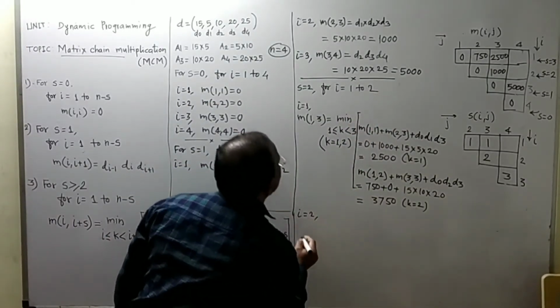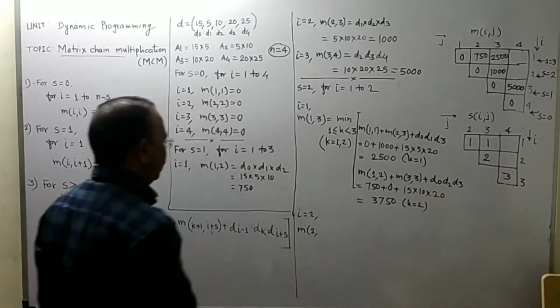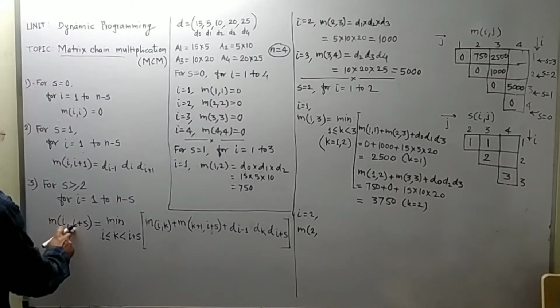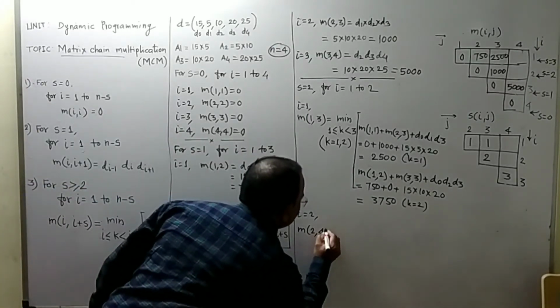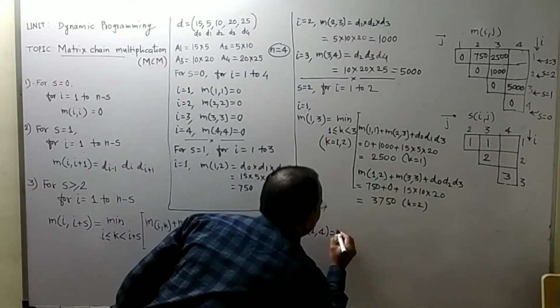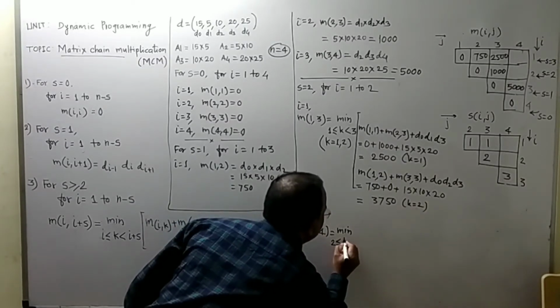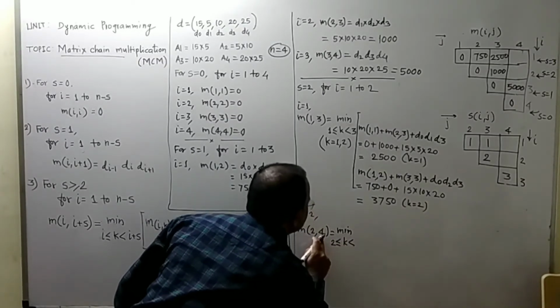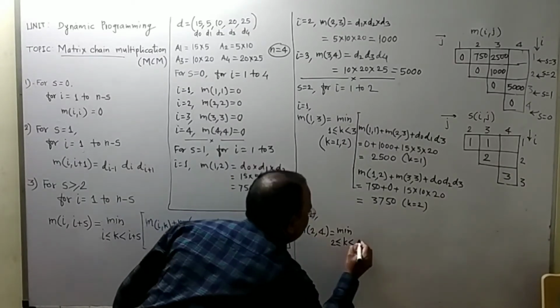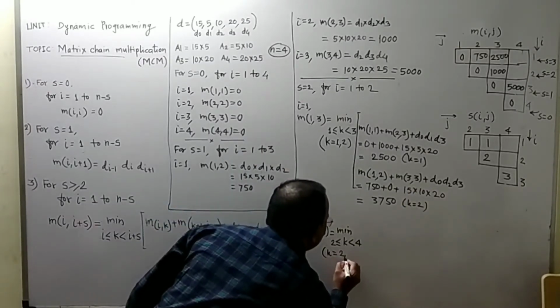For I is equal to 2, M of 2 comma I plus S, the value of I is 2, 2 plus 2, that is 4, means the 2 4 cell, this is the 2 4 cell. So I is 2, less than or equal to K less than I plus S, that is 4, I plus S is 4. Then K varies from 2 to 3.